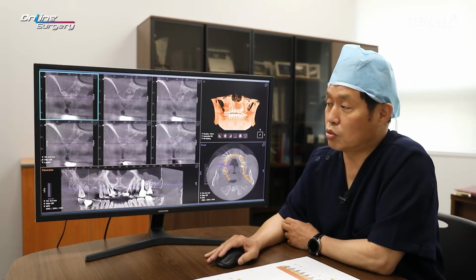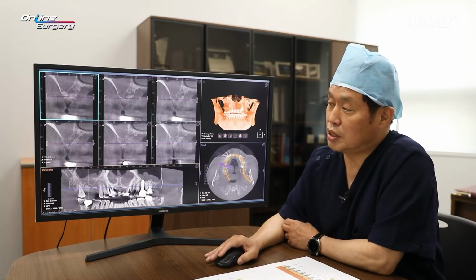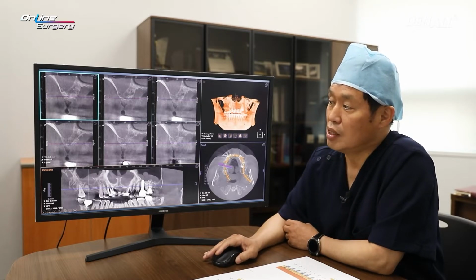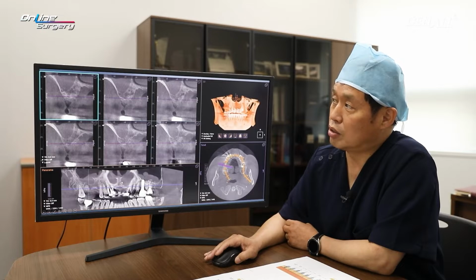I think the previous dentist did socket preservation and used bone graft, and you can see that on CT. The patient was not really aware of this. However, if you look at it, you can see that there has been bone graft in the past.